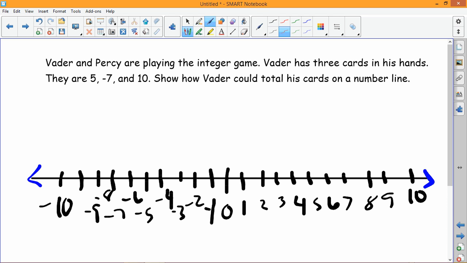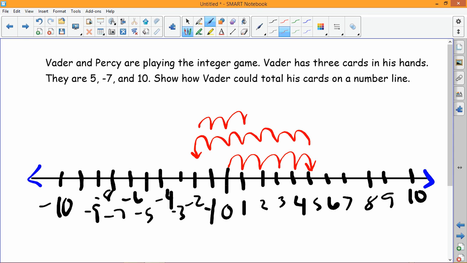So let's do some counting on the number line in a different way rather than the arrow. If we start at 0, we're going to go 5. So we go 1, 2, 3, 4, 5. Then we're going to go back 7. 1, 2, 3, 4, 5, 6, 7. And then I want to go up 10. 1, 2, 3, 4, 5, 6, 7, 8, 9, 10. And then I end up on positive 8.